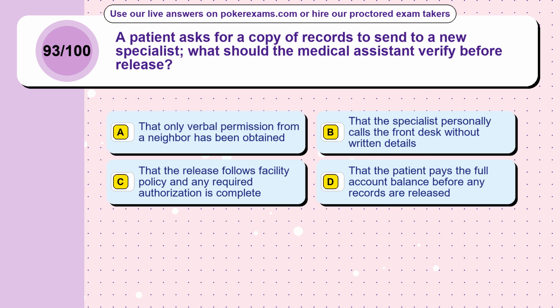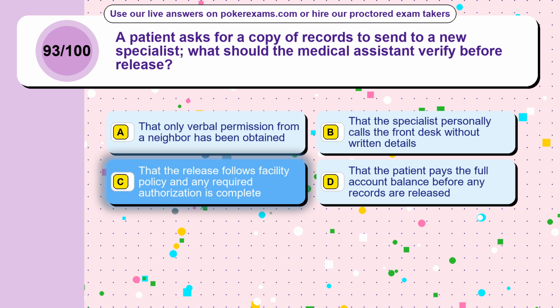Question 93. A patient asks for a copy of records to send to a new specialist. What should the medical assistant verify before release? Option A. That only verbal permission from a neighbor has been obtained. Option B. That the specialist personally calls the front desk without written details. Option C. That the release follows facility policy and any required authorization is complete. Option D. That the patient pays the full account balance before any records are released.